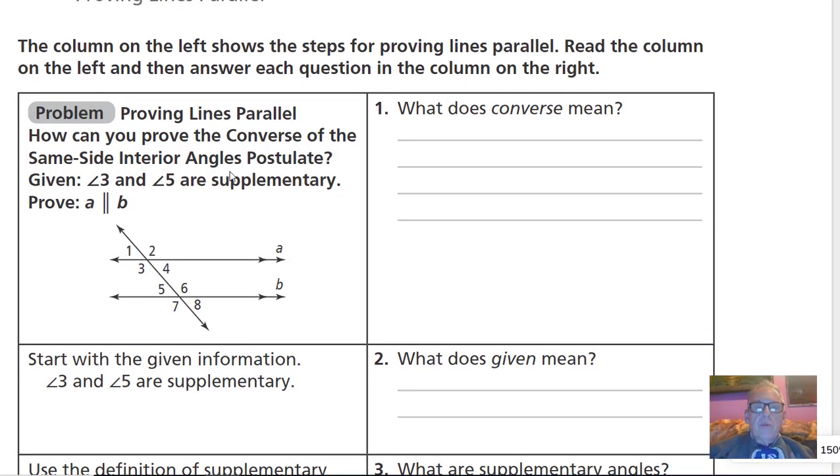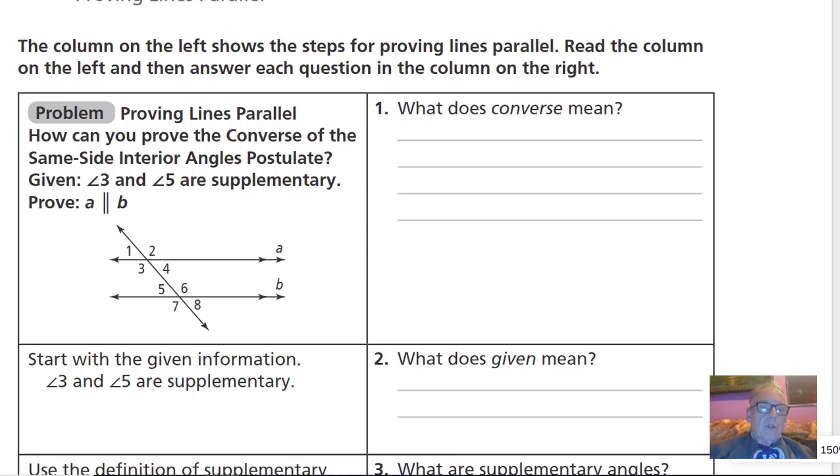So we want to prove the converse of the same side interior angles postulate. The postulate is: if two parallel lines are cut by a transversal, then same side interior angles are supplementary. We want to prove the converse, that if same side interior angles, like 3 and 5, are supplementary, then the lines must be parallel.